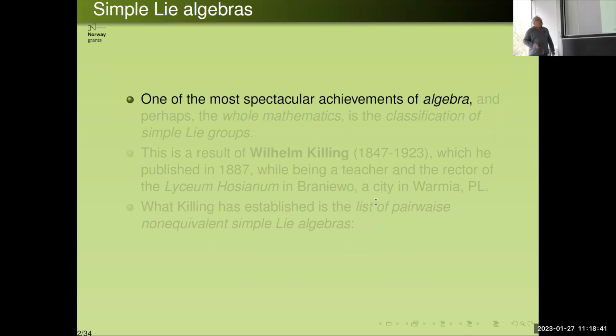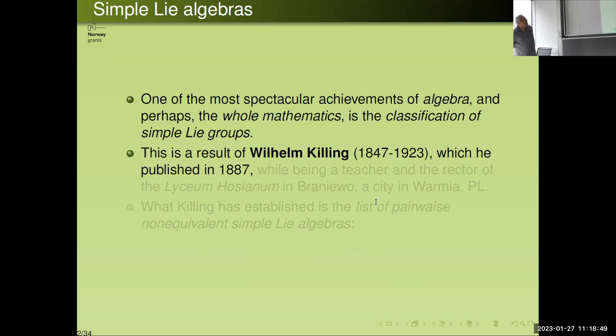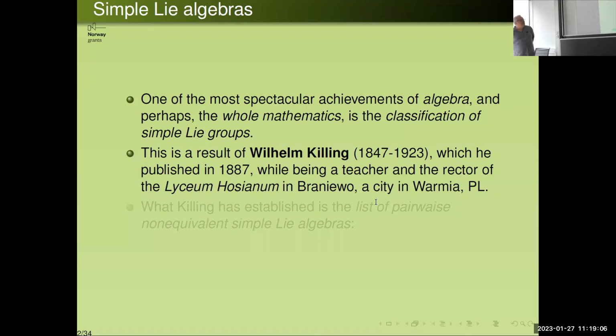I would say that one of the most spectacular achievements of algebra and perhaps of the whole mathematics is the classification of simple Lie groups. This is a result of Wilhelm Killing, which he published in 1887. So in 1887, Killing published a paper in which he classified simple Lie groups. And interesting for Polish people is that at that time he was a rector of Liceum Hosianum in Braniewo, in Warmia. So he was for 10 years the rector of Liceum Hosianum, which is now Uniwersytet Warmińsko-Mazurski, I believe.